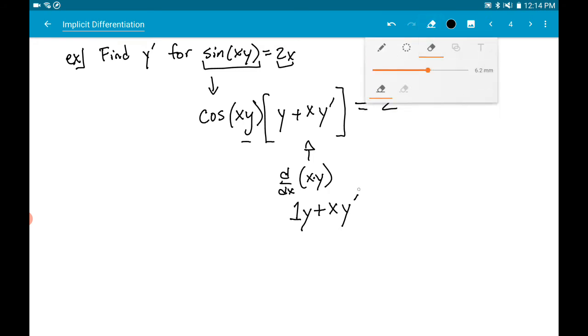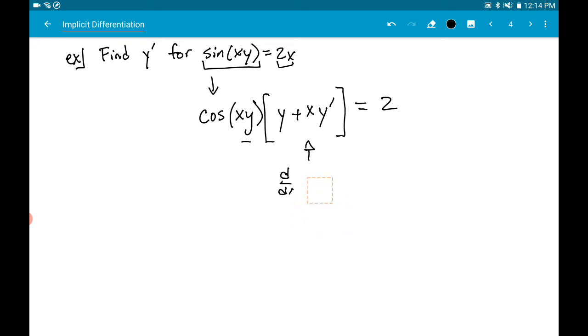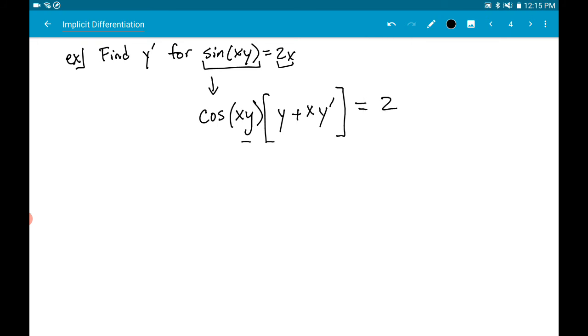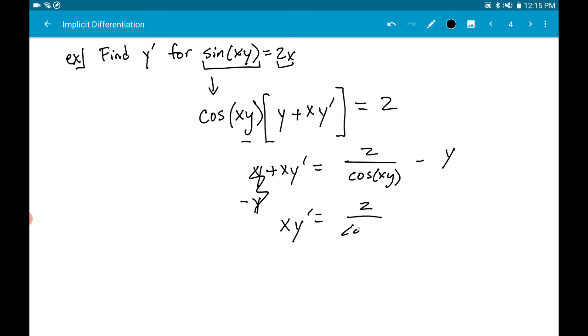All right, so we've already done the calculus, and then it all ends with you trying to isolate y prime. So I'm just going to do some quick algebra here. But for me, it's going to be really messy. It's going to be y plus xy prime, and then I divide both sides by that cosine xy. Again, anything that doesn't have a y prime, you move it over here. And then I got xy prime equals this.